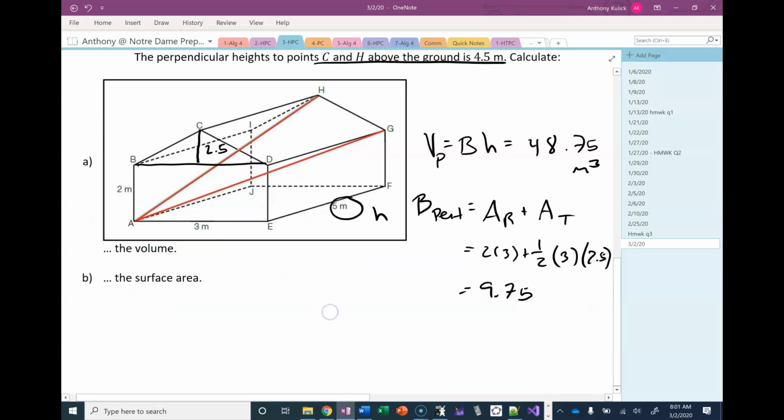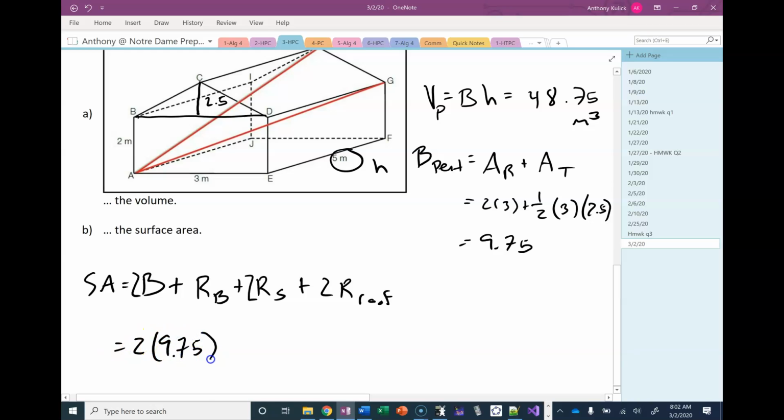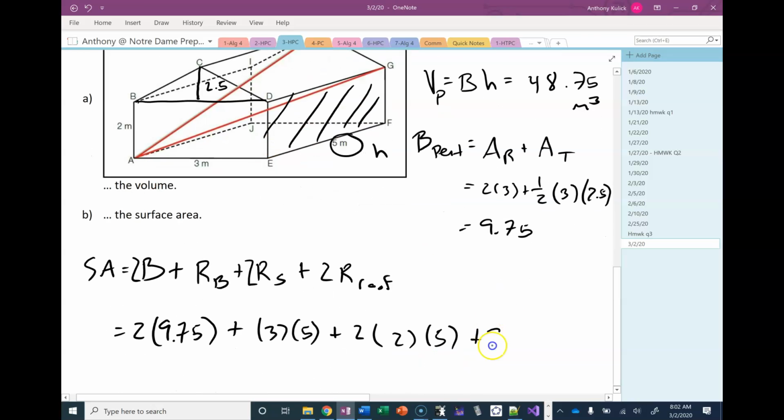So the surface area, let's see, I have two pentagons, right? I have the rectangle that's on the bottom. I have the rectangles that are on the sides. There's two of those. And I have two rectangles that are on the roof. Okay with that. So we know the area of the base is 9.75. The rectangle on the bottom is just 3 times 5. The rectangle on the sides, that's these guys there, are 2 times 5. And the rectangle on the roof, well, we know the one side length is 5, but we still need this side length there. And that we weren't given, so we're going to have to calculate that.